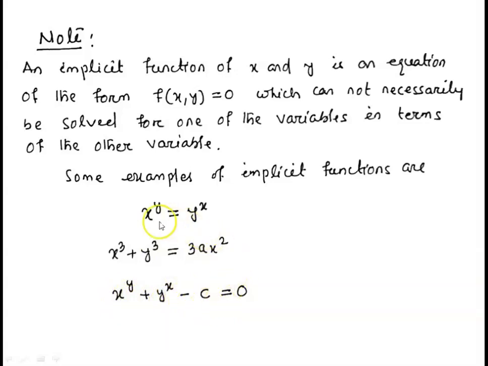So these are some cases of implicit functions, and for these implicit functions, we can find dy by dx or d square y by dx square by using the formulas we have seen in this lecture. This is all about this lecture. In the next lecture, we'll study Jacobians.